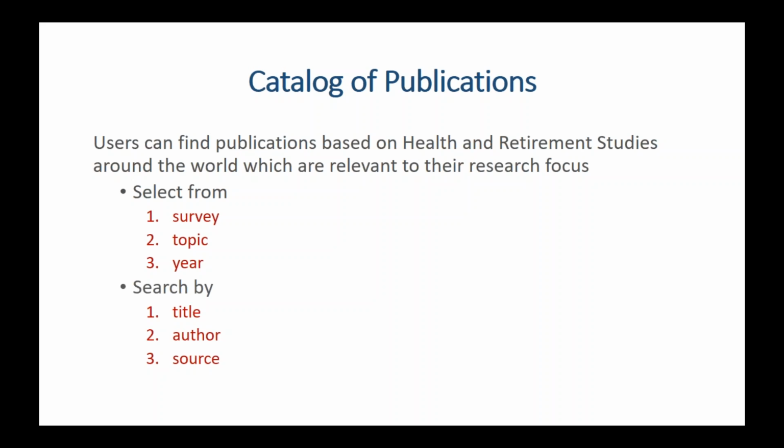Let's talk about our catalog of publications. Sometimes it's really helpful, especially when getting started on a research topic or a study, to know what else this data set has been used for, what did they encounter, and how did they overcome some limitations. So we built this catalog of publications. Users can find publications based on health and retirement studies around the world which are relevant to their research focus.